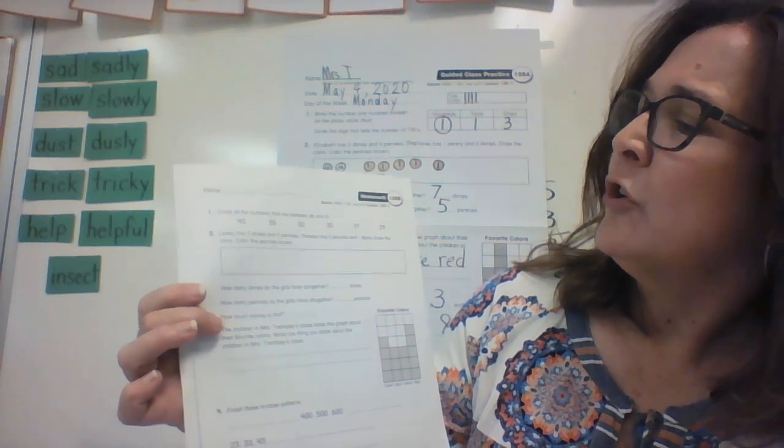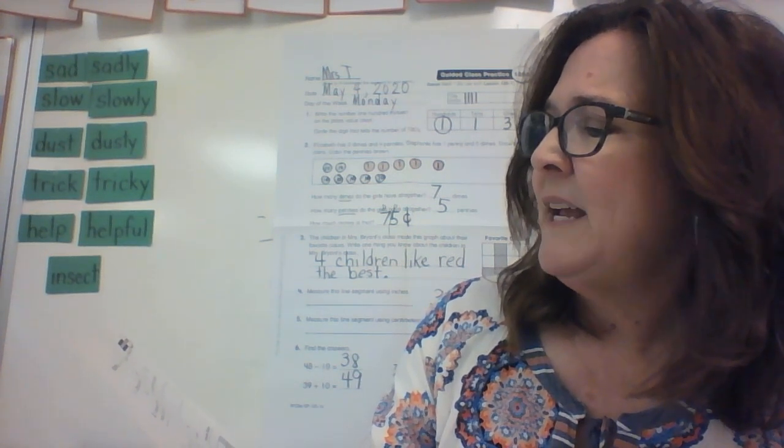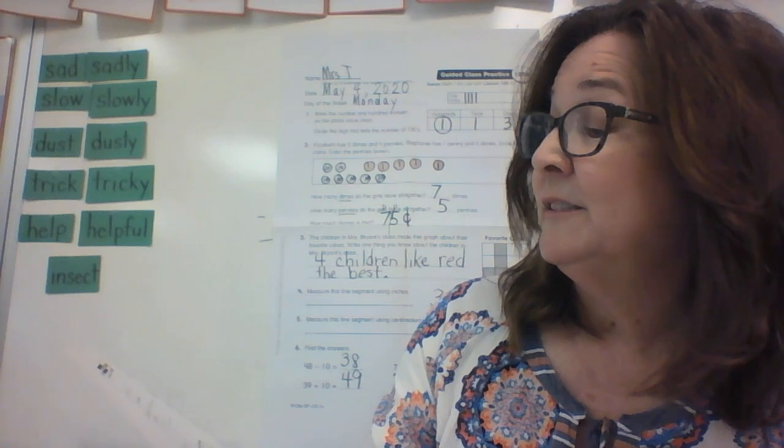Number 1, circle all the numbers that are between 38 and 51. And you know what that means. It has to be greater than 38, but less than 51. Okay, and I'll even go ahead and tell you how many there are. Oh, wow, you're going to have 4. 4 of those are greater than 38, but less than 51. Now, I think I sent your 100 charts home. If you need to look at your 100 number chart to help you there, you can.